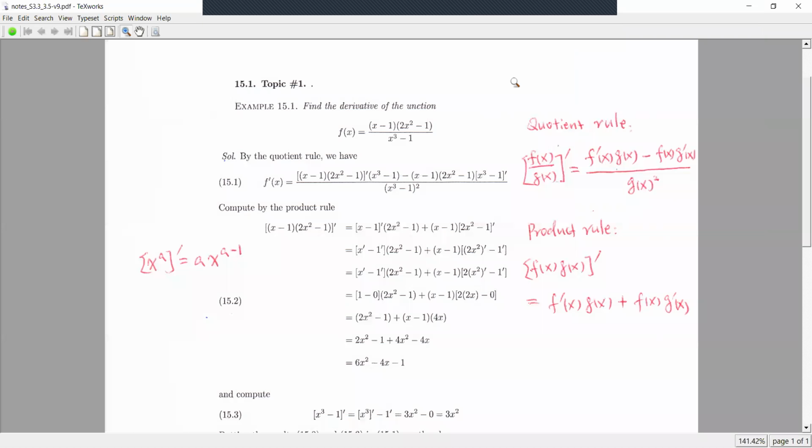Now, examples. Example 1, find the derivative of this function. This function is a quotient. So by quotient formula, the derivative of the function is derivative of the numerator times denominator minus numerator times derivative of the denominator, then all divided by the square of denominator.